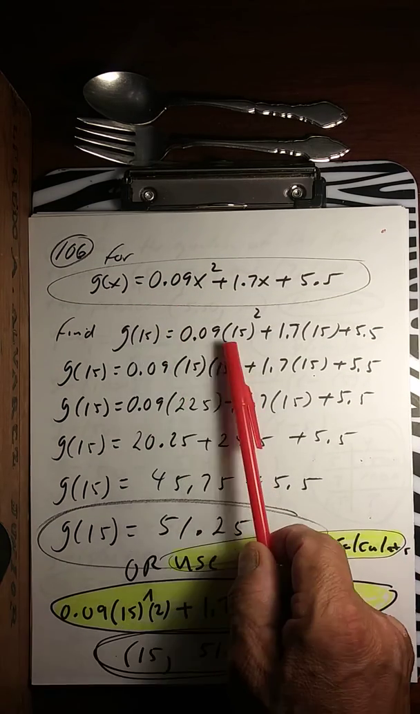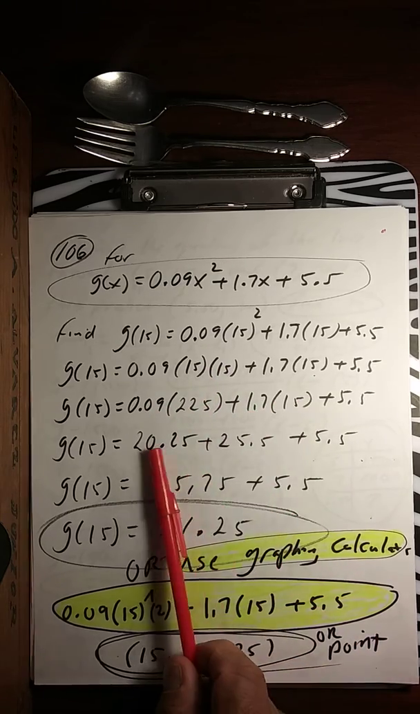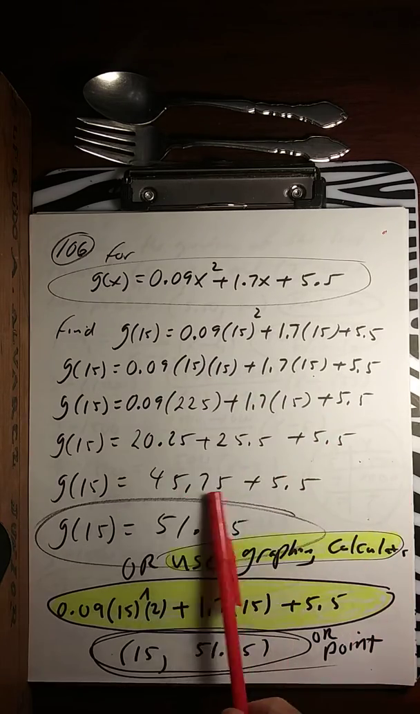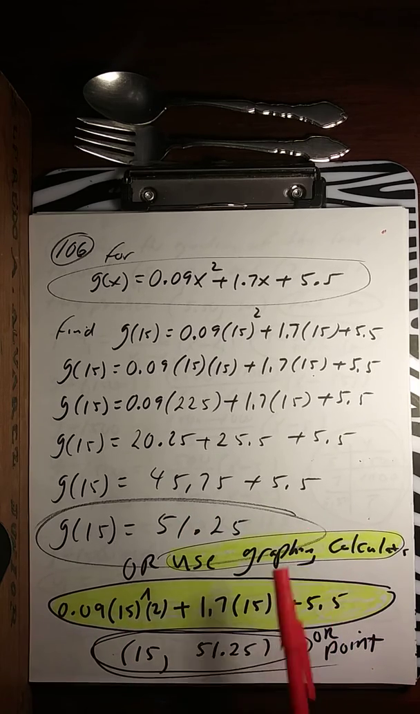Put the number in there. 15, multiply it out to get this number. 15 there, you get this number, this number, this number, add it up. You can use a calculator if you want to, or you can put it all in the calculator all at one time and hit enter. It'll give you the same answer.